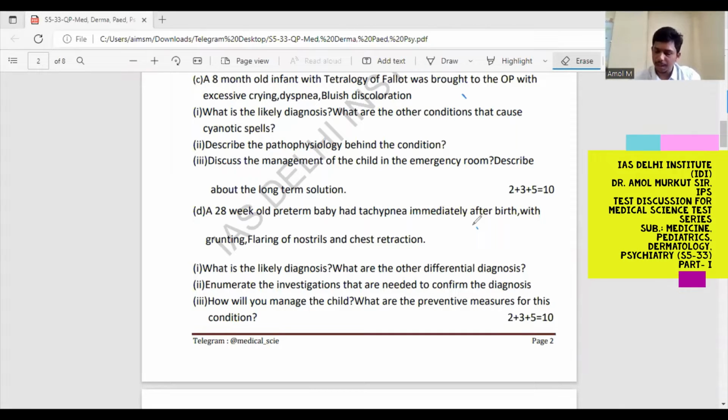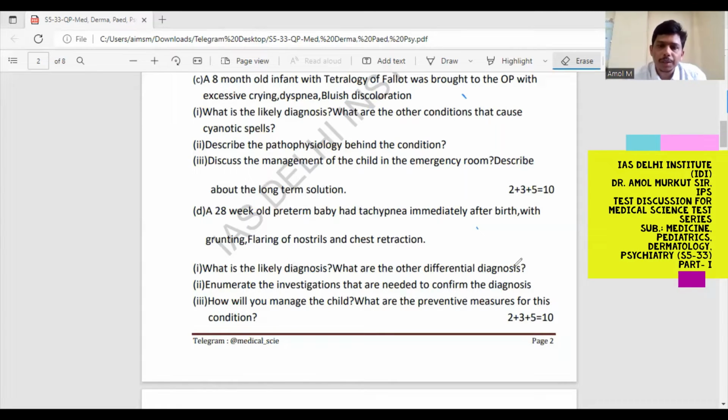A 28-week-old preterm baby had tachypnea immediately after birth, grunting, flaring of nostrils, and chest retraction. What is the likely diagnosis? What are the other differential diagnoses? See, preterm and immediately after birth: respiratory distress syndrome. There is only one diagnosis. In writing, you have to write "likely diagnosis: respiratory distress syndrome." Please write the answer in that format so that the examiner doesn't have to search for your answer.